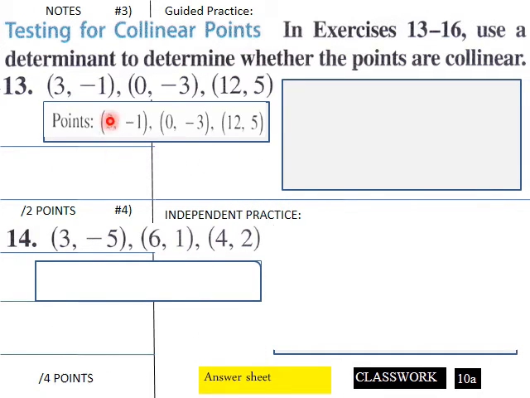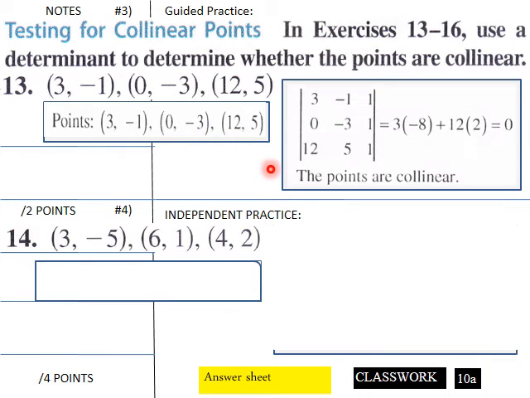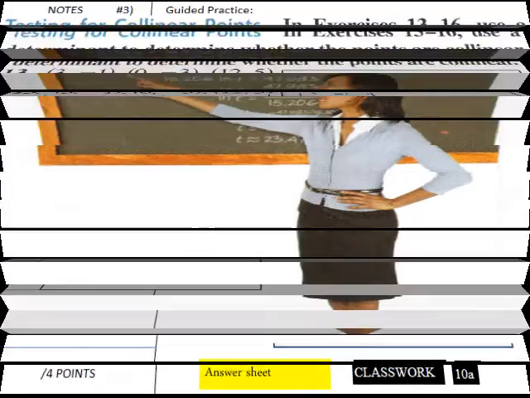So for this one up here, our points are (3, -1), (0, -3), and (12, 5). And then here is our determinant here. And then when we add all these together using our formula that we've been using earlier, we end up with a 0 result here for our determinant. This means that the points are indeed collinear.